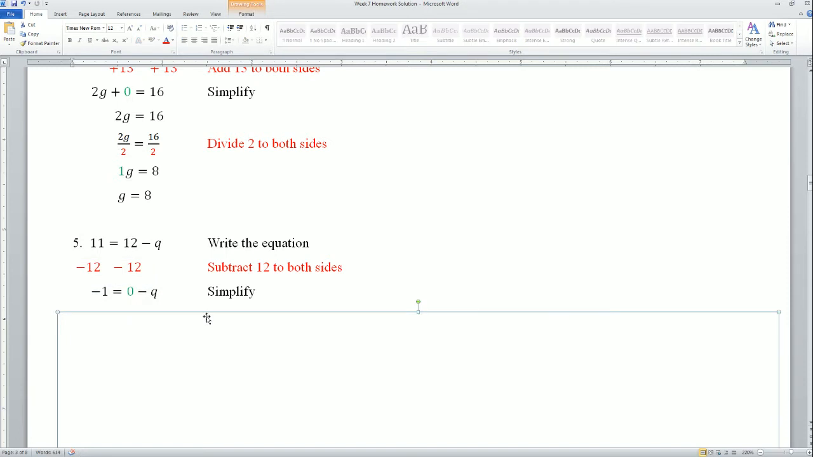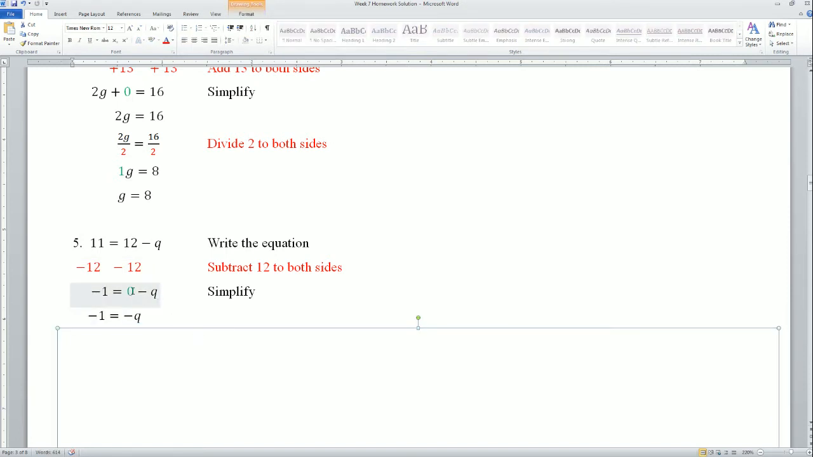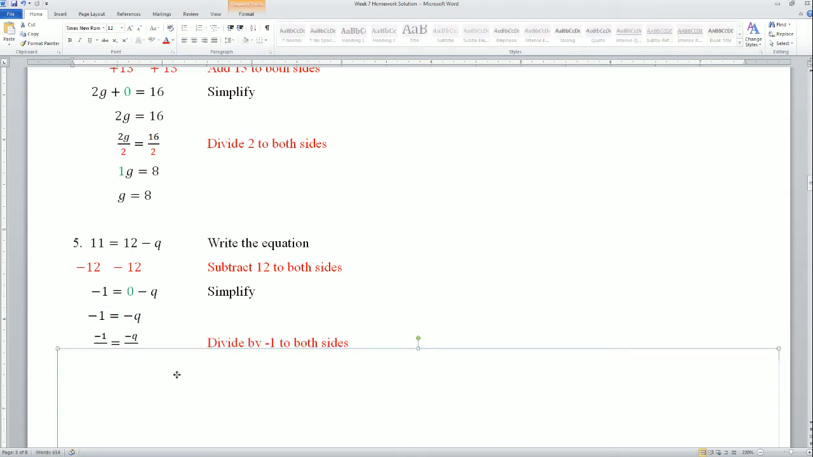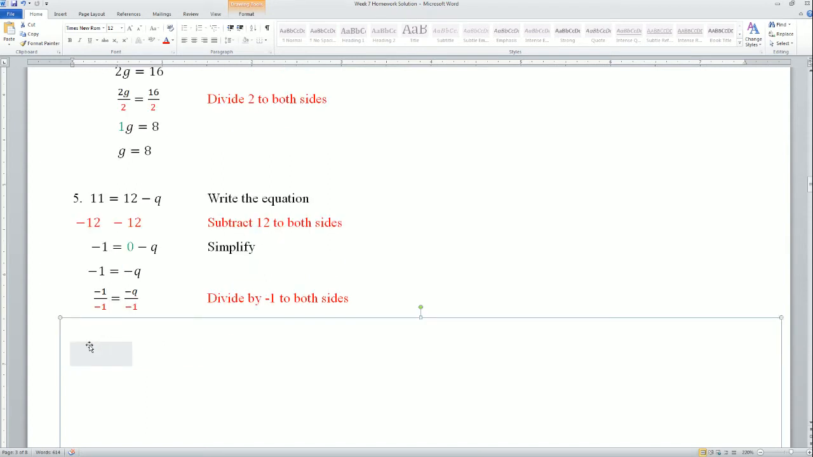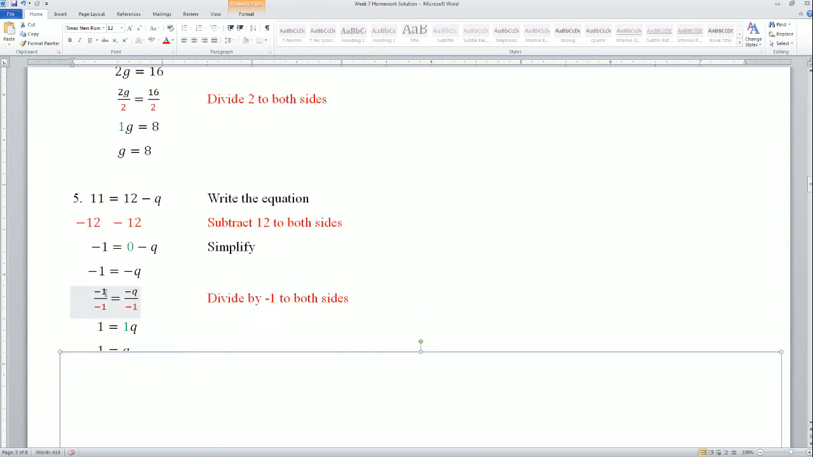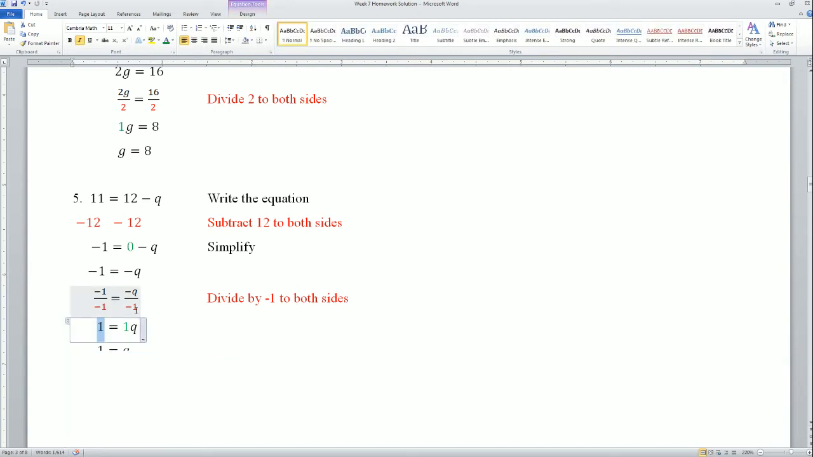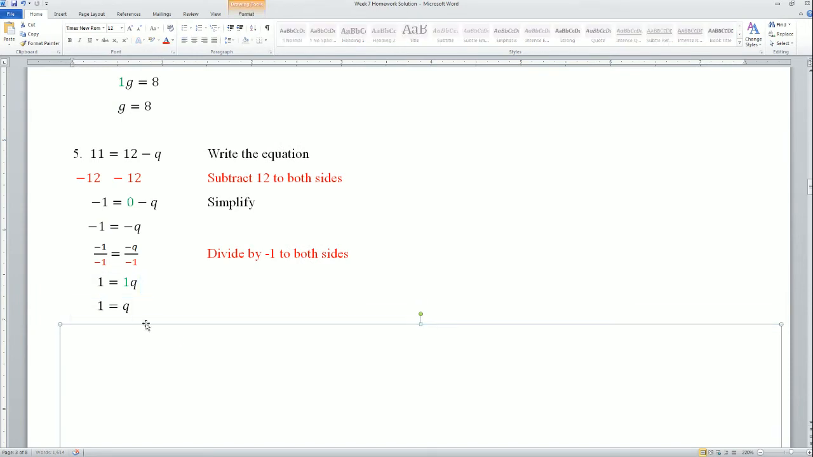So, simplify. Remember, that 0, we don't really write that 0. It's nothing. So that just becomes negative q. Remember, there is still something attached to this q, which is a negative. Really, it's a negative 1. So, to get rid of that negative 1, you have to divide by negative 1 to both sides. Negative 1 over negative 1 just becomes 1. On my right hand side, that also just becomes 1. So q is equal to 1.